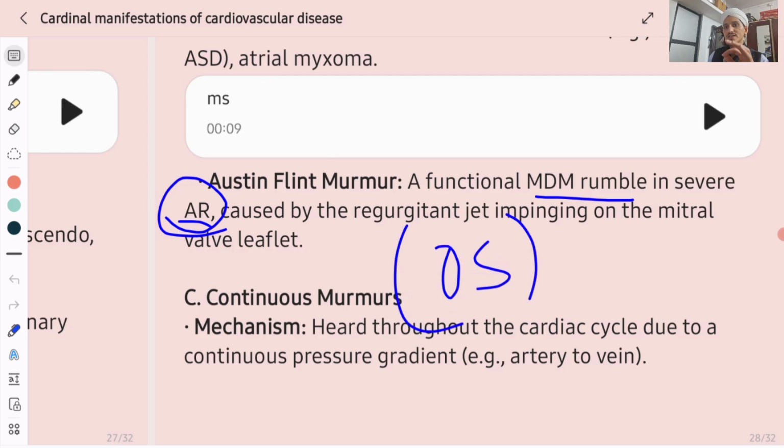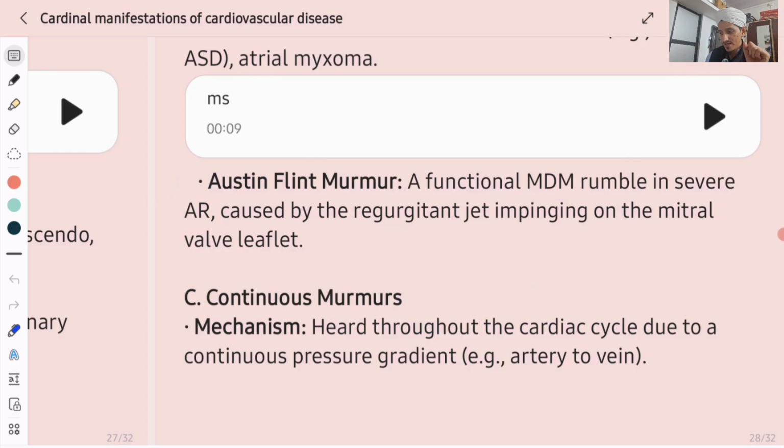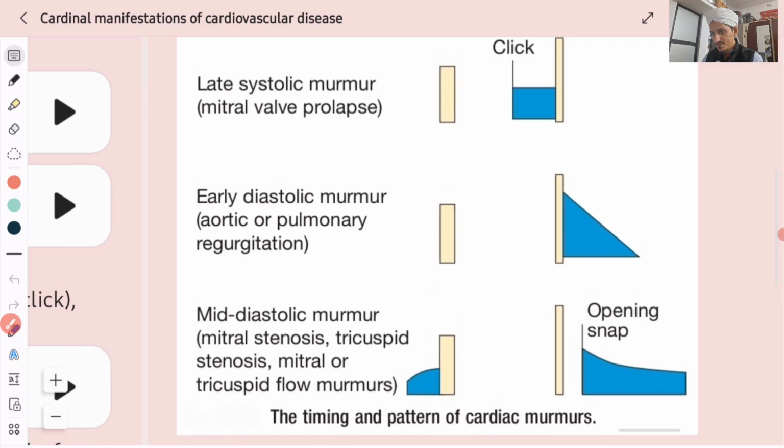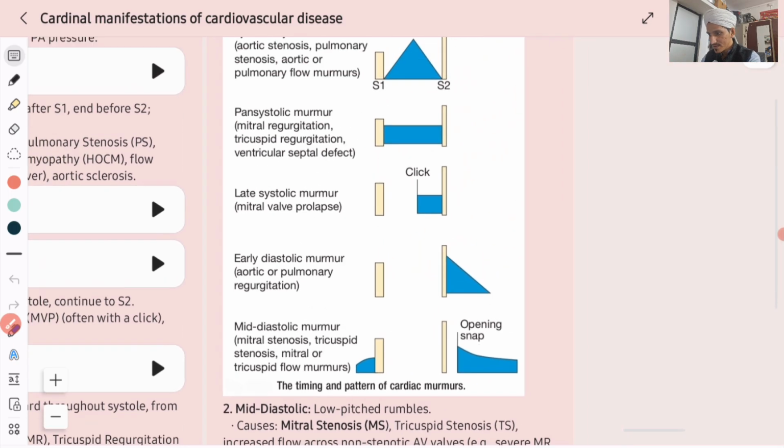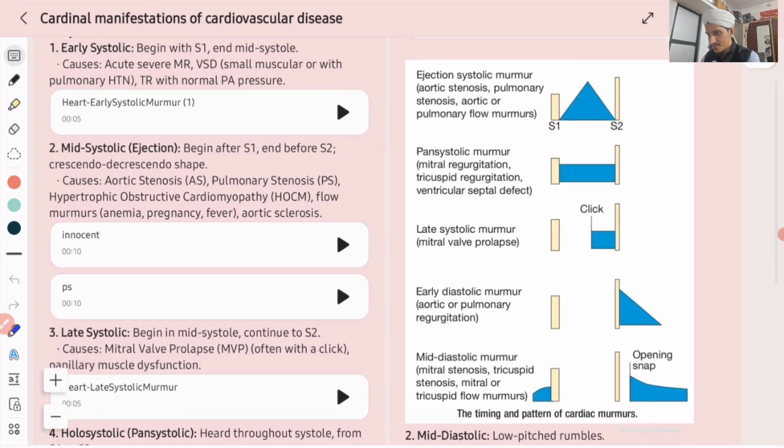You will not see it in Austin Flint murmur. Okay. Now coming to the next, I will explain this one. See here, this diagram, this chart. Okay, you just see.